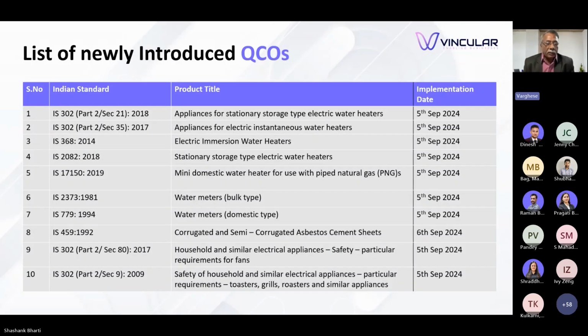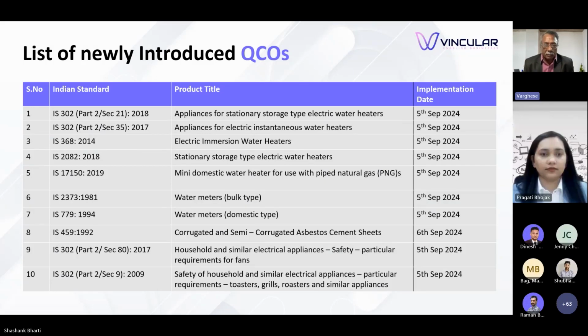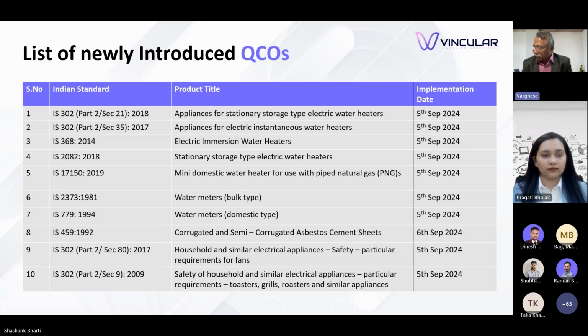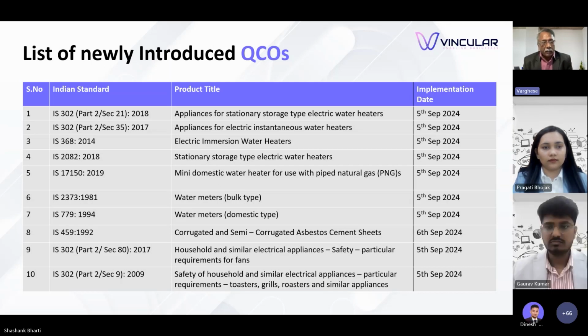If you look at the QCO for which we are having the seminar, there are 10 products. Out of these 10 products, the first five are for water heaters, different types of water heaters, and two are for water meters. Another two are for domestic electrical appliances like fan and toasters, and one is for asbestos.